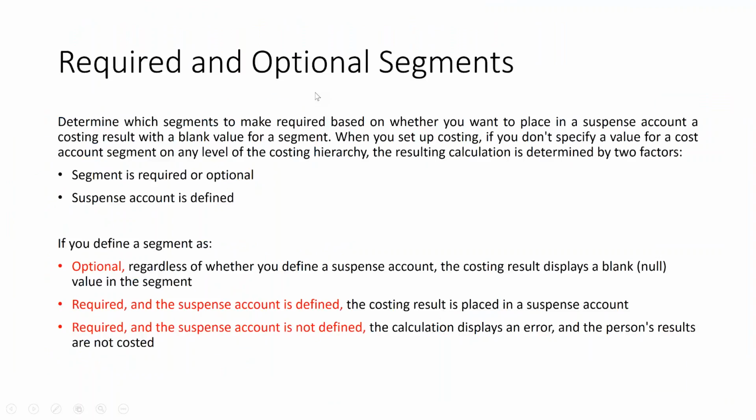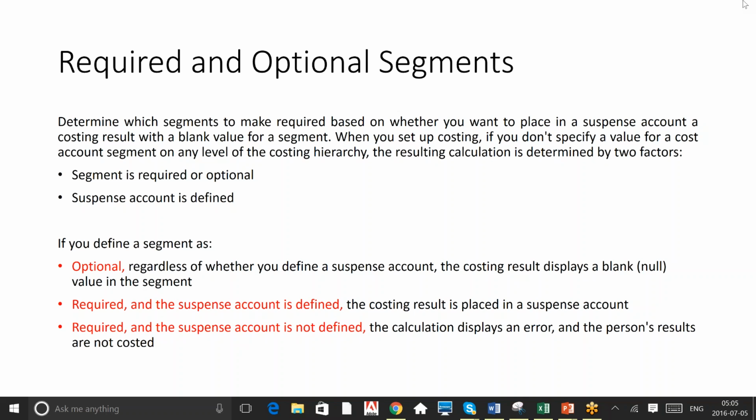Now, there are required and optional segments. If you remember the cost allocation key flexfields, there was an option to make the segments mandatory. So you can keep the segments optional or you can make them mandatory. There could be different consequences for making it mandatory. Let us see what happens when a segment is optional and what happens if we make the segment mandatory. If you define a segment as optional, it doesn't matter whether you define a suspense account or not. It displays a blank value in the costing string.